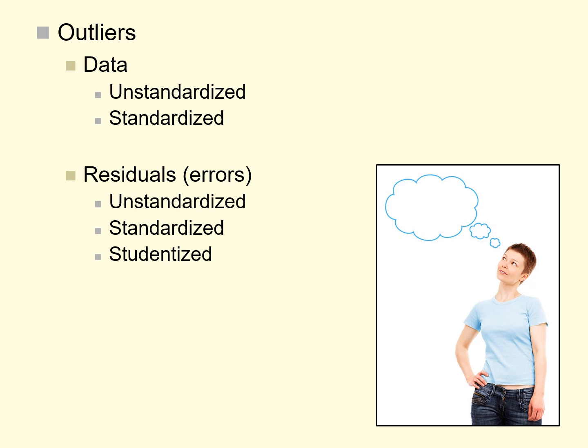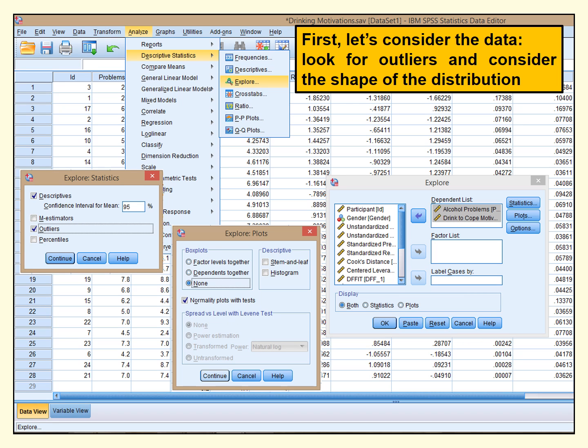We can also consider outliers in terms of residuals, and this is arguably more important because we're a little bit more concerned about the residuals for our model than the raw data itself. Although, to be fair, we should look at the raw data as well. So first, let's consider the raw data.